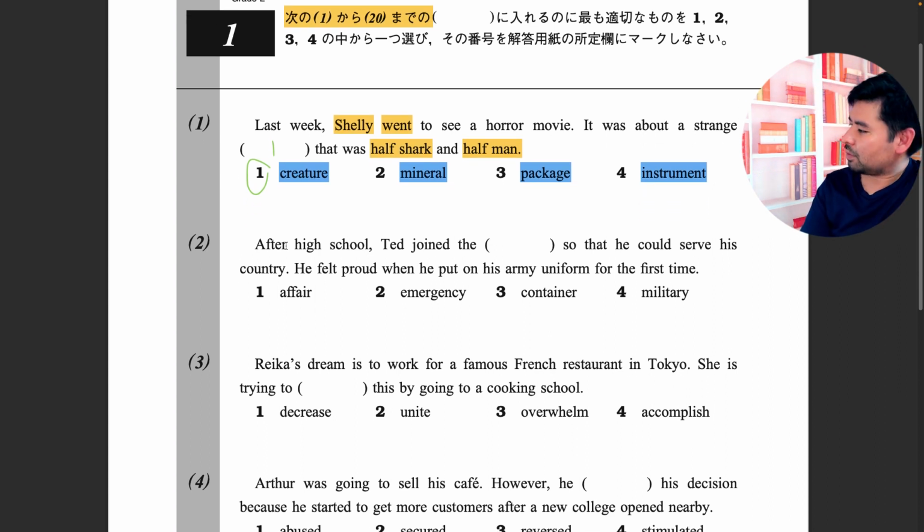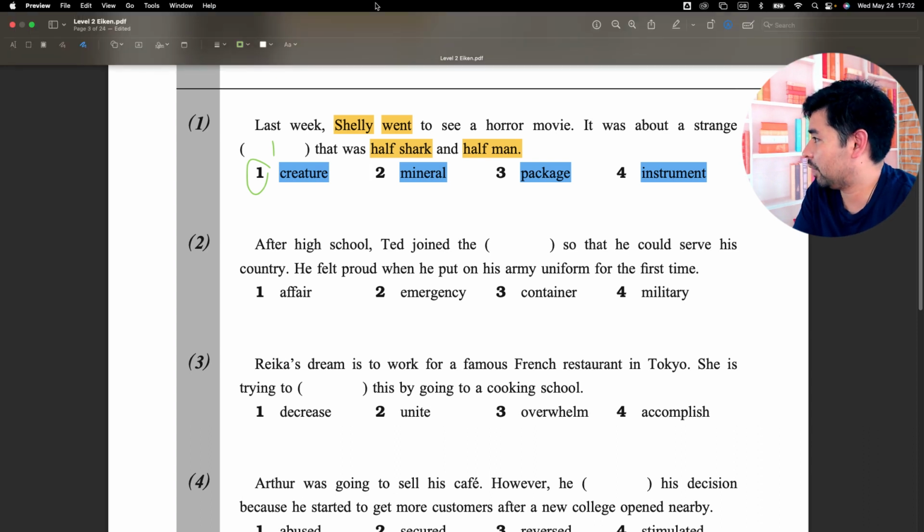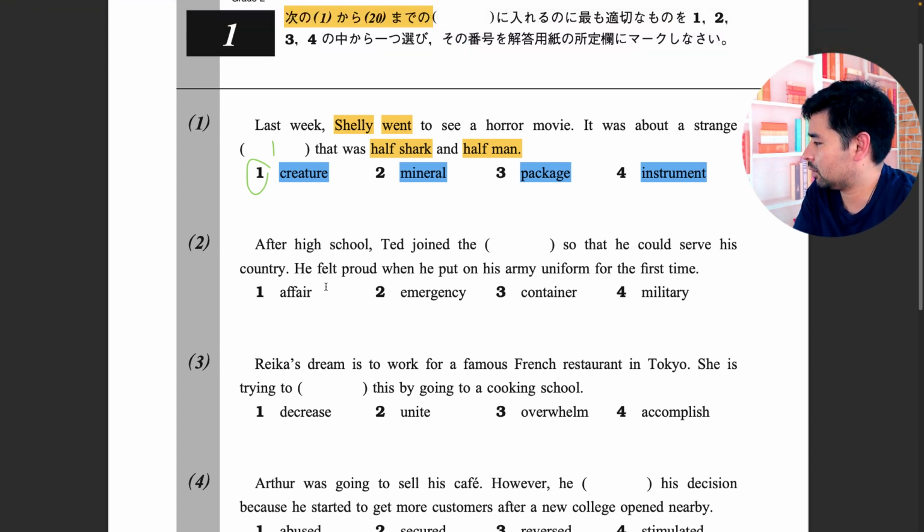And after high school, Ted joined it. Okay, so we have some important words here. Let's take a look at that. Ted joined the something so that he could serve his country. He felt proud, important word as well, when he put on his army uniform. That's important, for the first time. So he joined something, right?